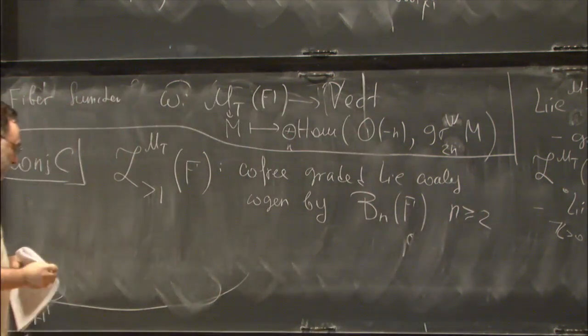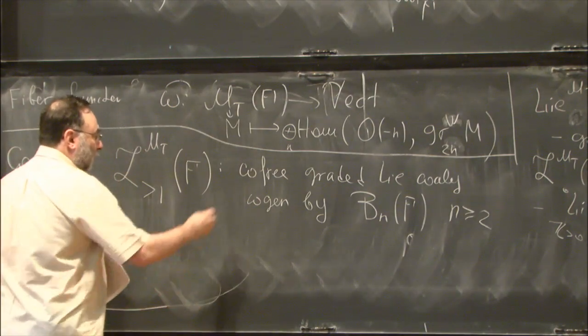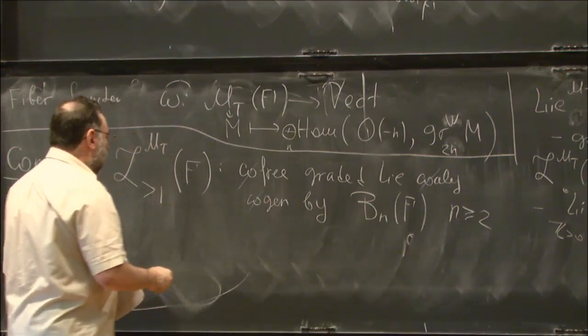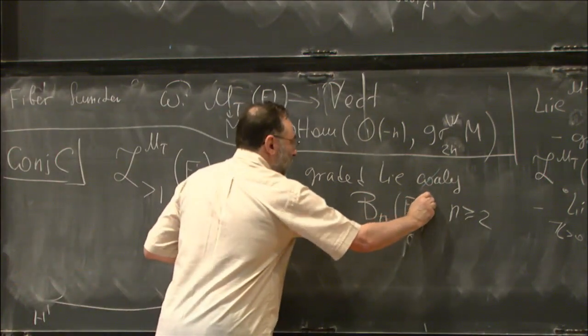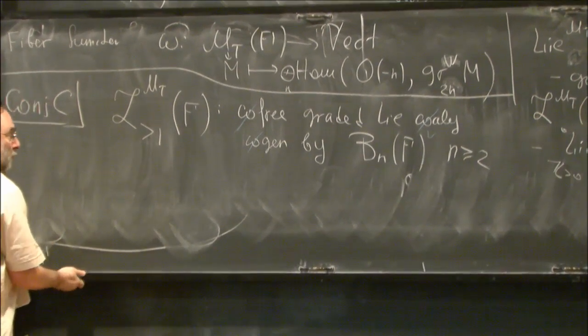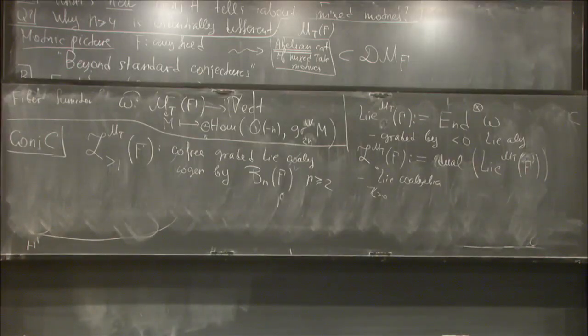Now, if you don't like these words co-free, co-generated, and so on, then just cross them out. But now you have to pay the price. You have to consider the dual space and generate the corresponding Lie algebra. So it's just tautology, but people are more used to thinking about Lie algebras than Lie coalgebras.